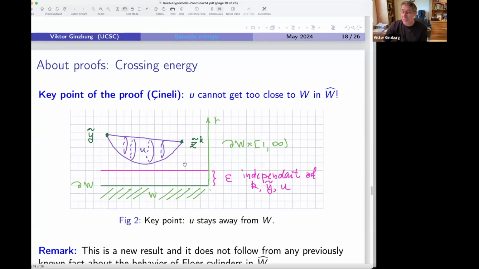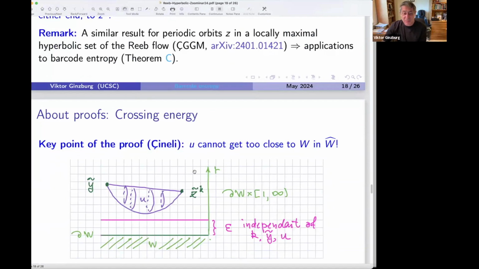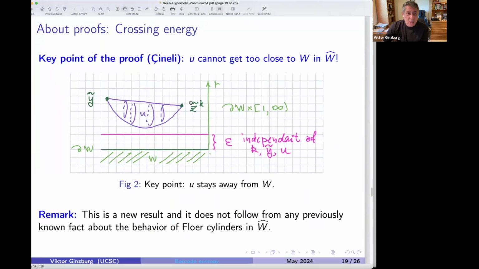And in the crossing energy result, it's very important to have your periodic orbit isolated as an invariant set. Okay. Sorry for that. Yeah. It's a confusing point. So there will be this whole cylinder sitting along Z, filled in by periodic orbits of some period.